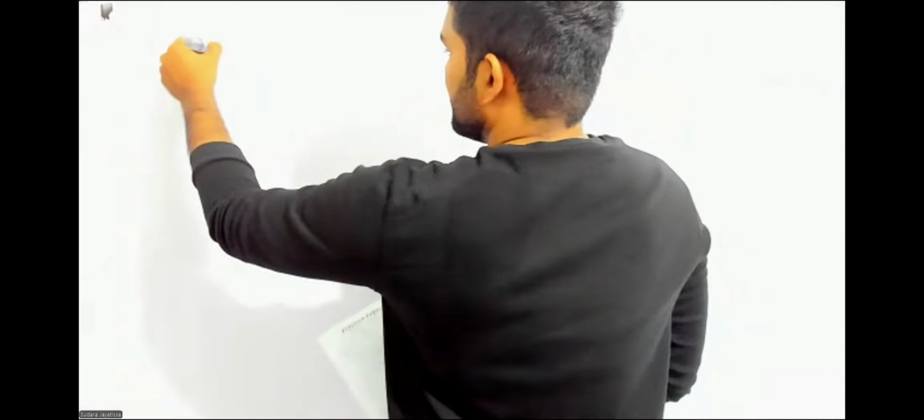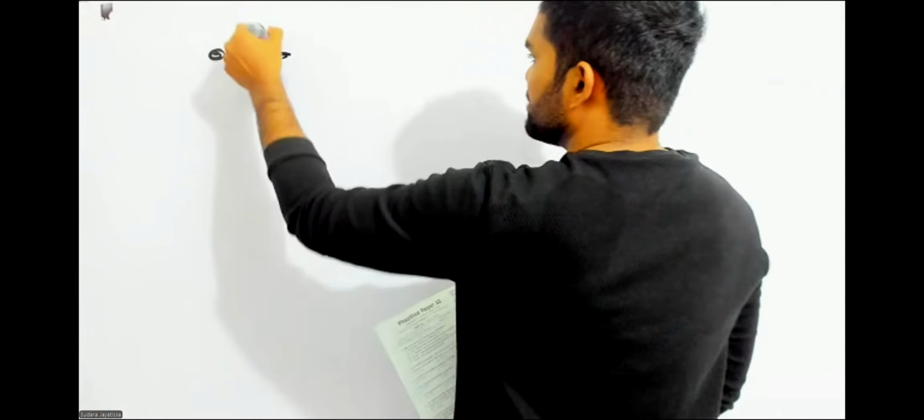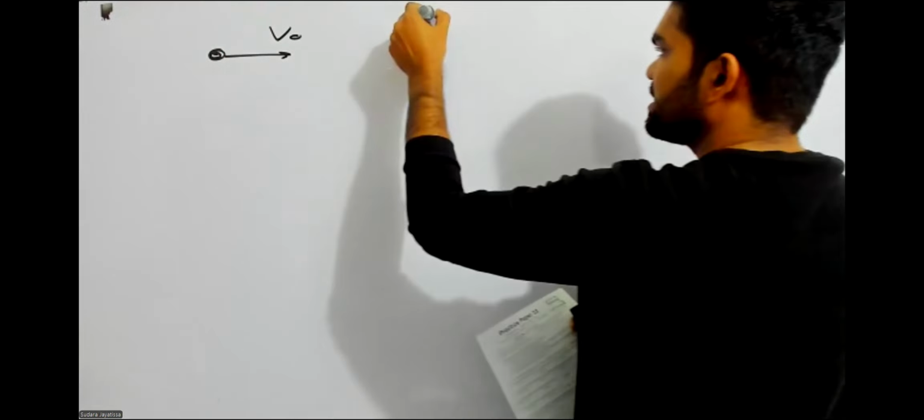So there is an electron which travels at v naught speed, and its wavelength is lambda naught. And you are increasing its kinetic energy by 5 times. Let's say right now its kinetic energy is E naught. Then when you increase this by 5 times, it becomes 5 E naught.